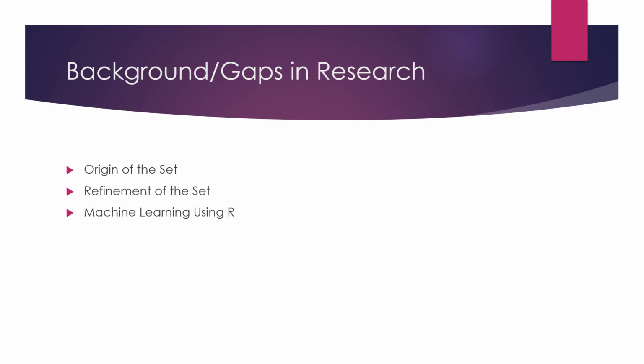First of all, we want to give some background into the information of the original set. Next, we want to see what gaps lie in the research that has already been collected. So the steps would be, what is the origin of the set, the refinement of the set, and then finally, what are some of the machine learning models that have already been created using the R programming language.